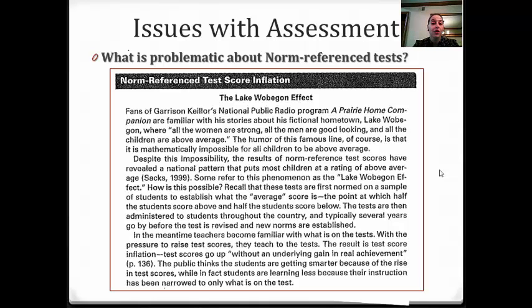Okay, so that first group of students that took that test, they're called the norming group, right? Those are the students that you're sort of being compared against when you take that norm reference test. In the meantime, once this test has been released and it hasn't been revised yet, teachers are becoming familiar with what is on the tests. With the pressure to raise the test scores, they teach to the tests.